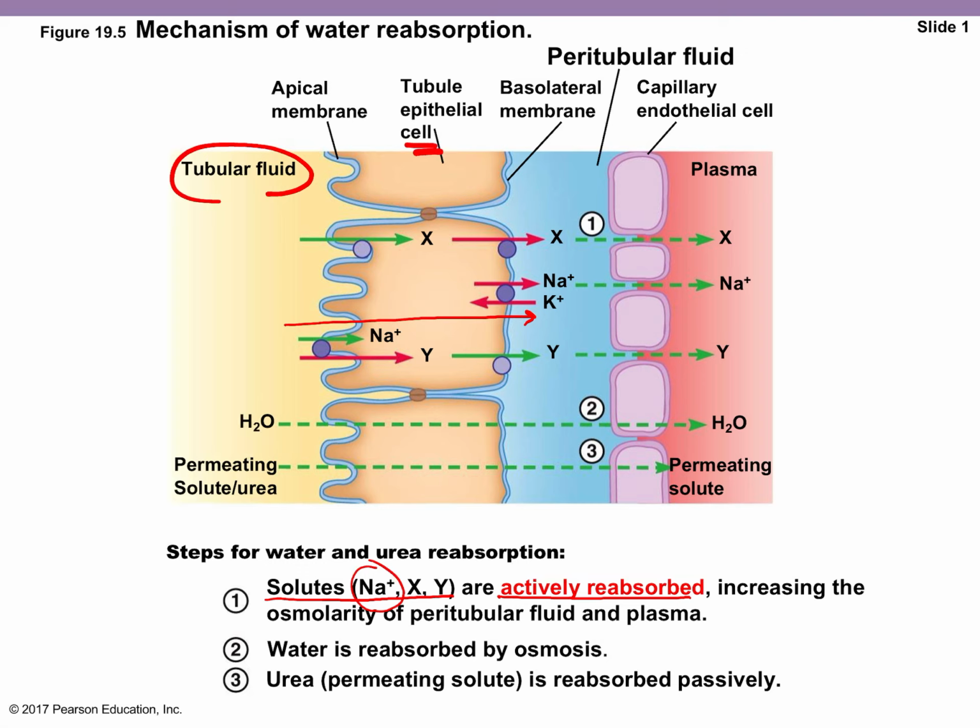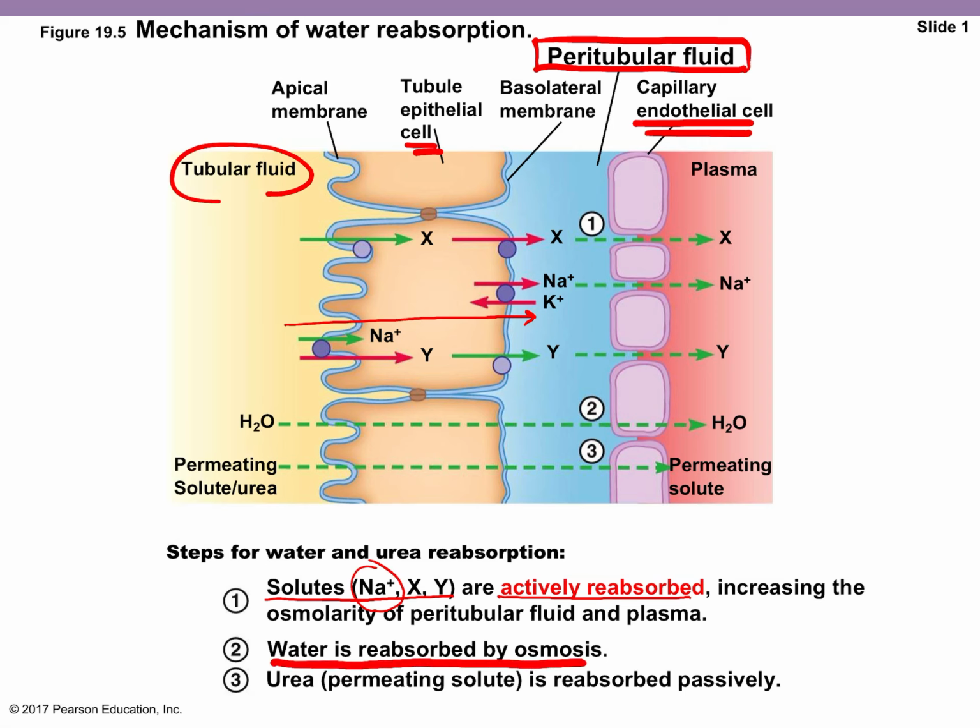Then they're going to be secreted into the peritubular fluid. They're going to enter into the peritubular fluid, and that's the interstitial fluid. So that's the fluid that's just surrounding the nephron. It's surrounding our blood capillaries. It's just the kidney fluid. And then that is going to move those solutes through the epithelium of our capillaries, and so it's going to move into the plasma as well. Okay, so the solutes move first, then the water follows.